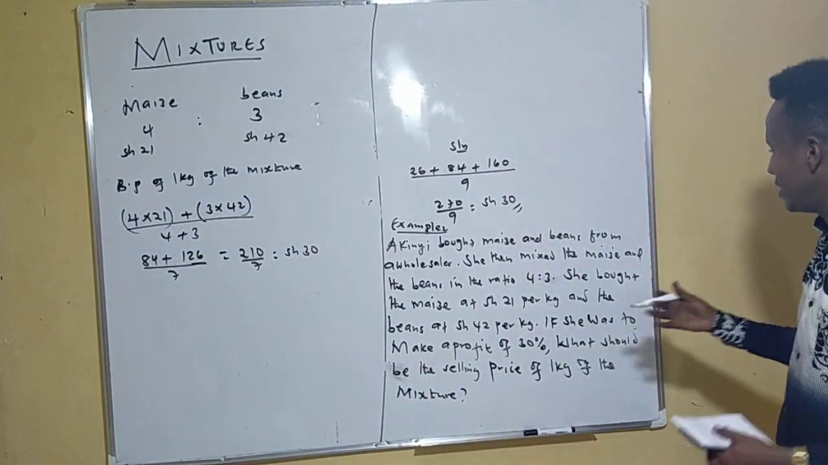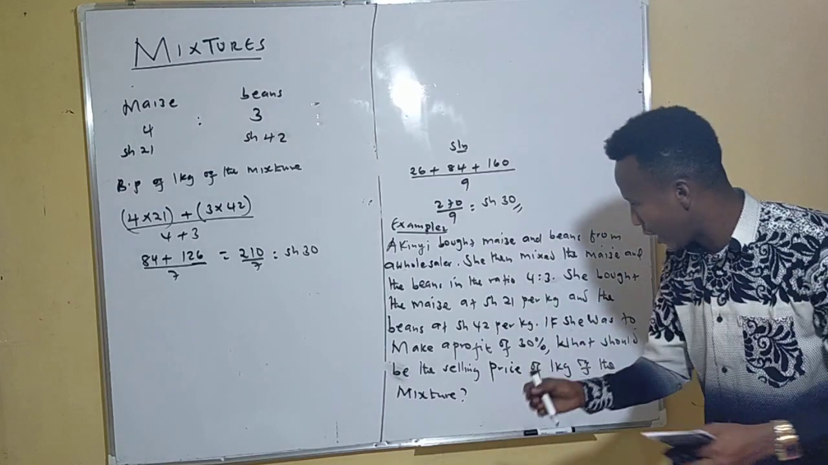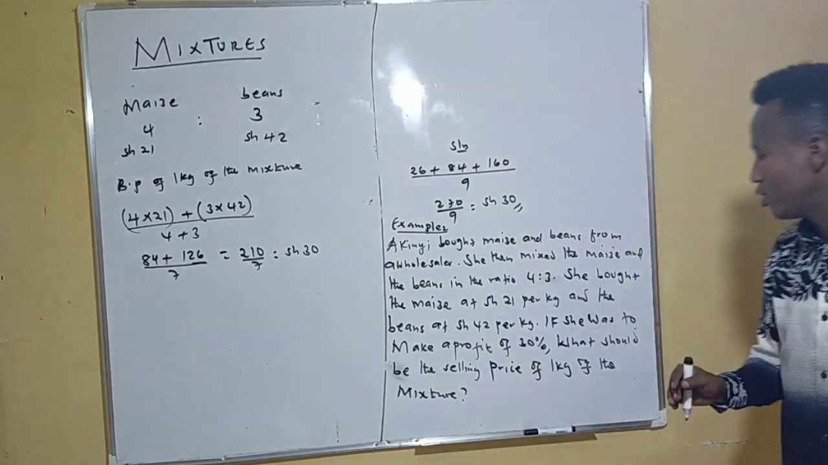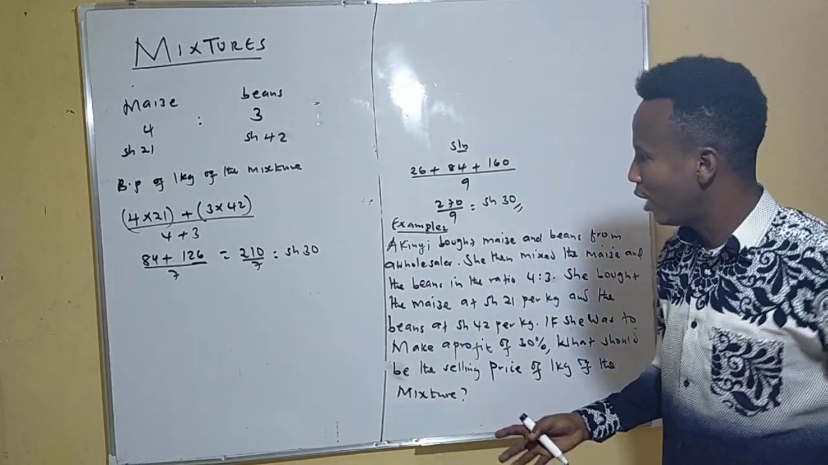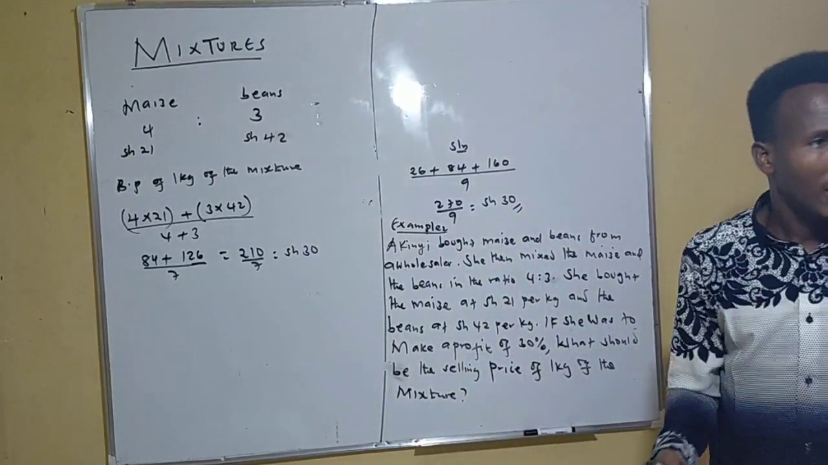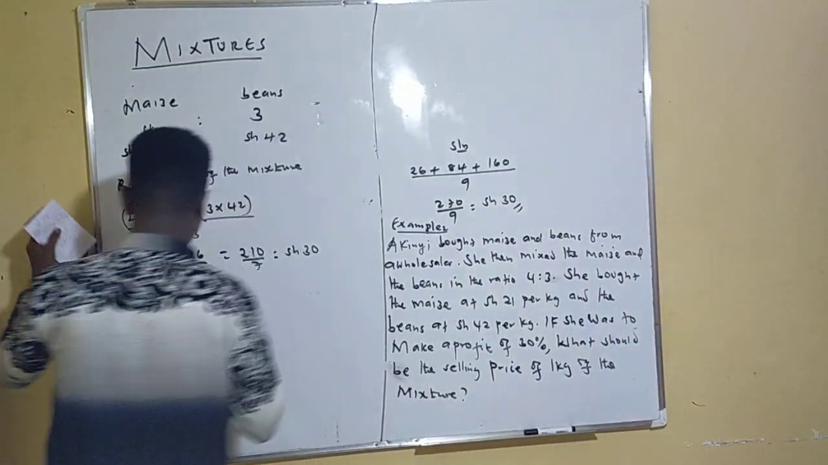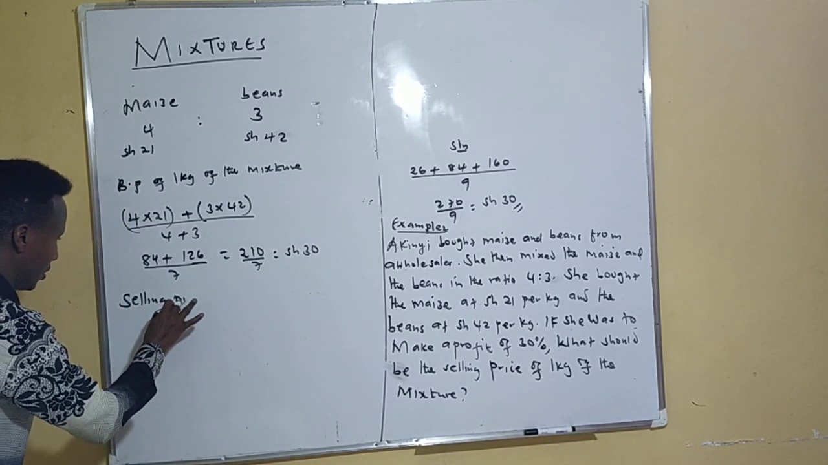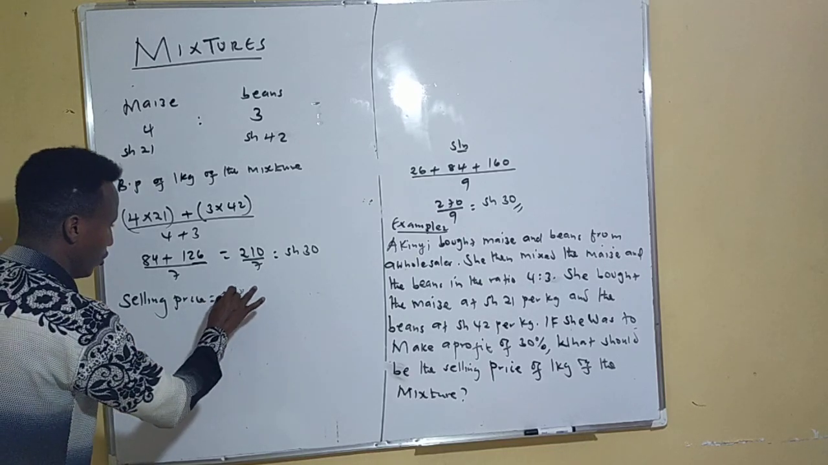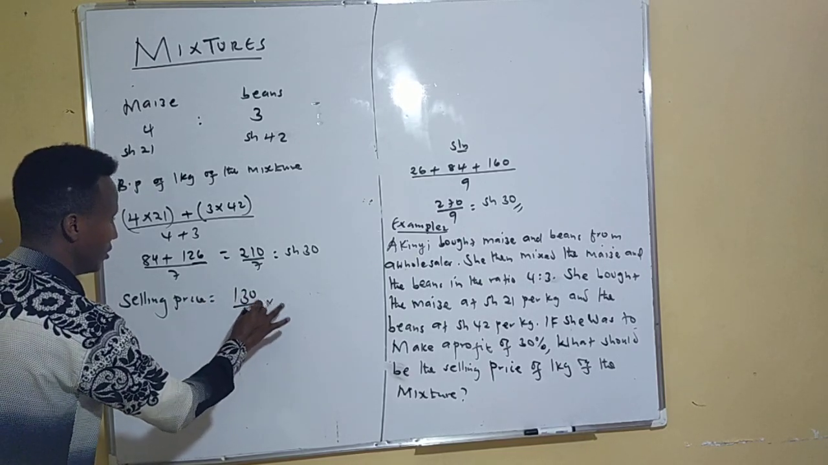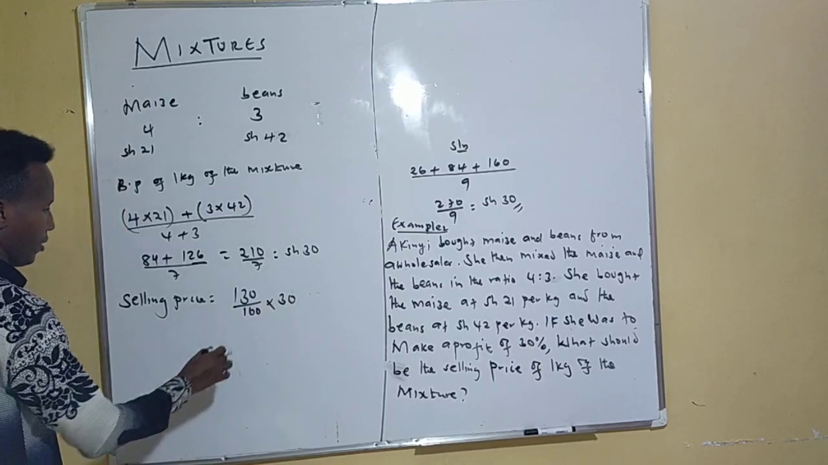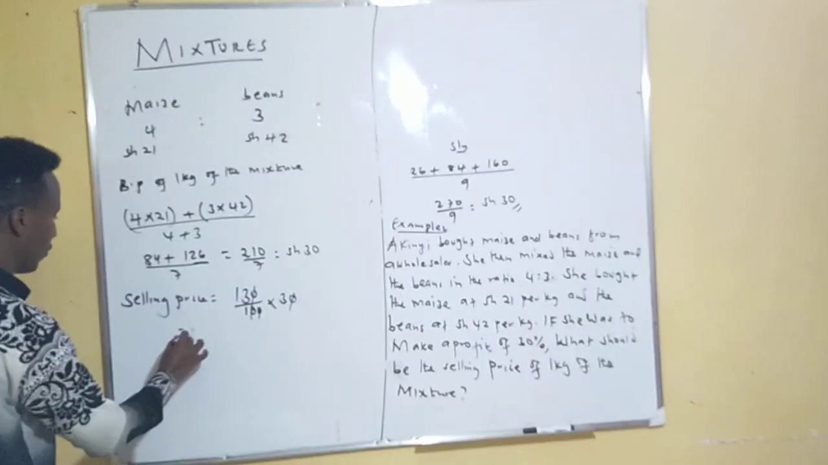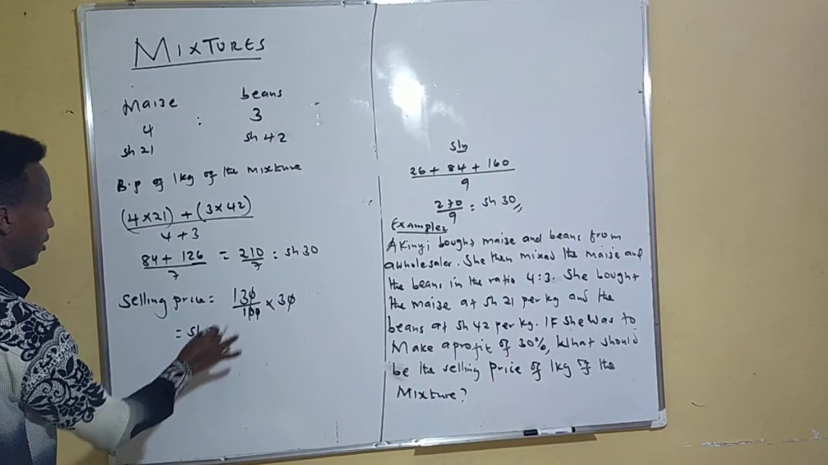But when you go ahead and read this statement, you're told, if she was to make a profit of 30%, what should be the selling price of 1 kg of the mixture? And we know that the buying price and the cost price are always 100%. She's making a profit of 30%, so selling price is equal to 130 over 100 times the buying price, which is 30. The zeros cancel, and this will give you Shs 39, that is 13 times 3.